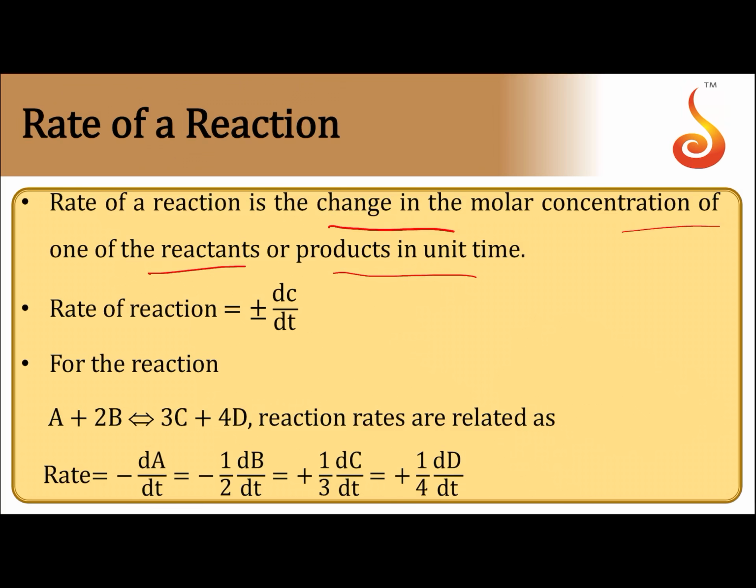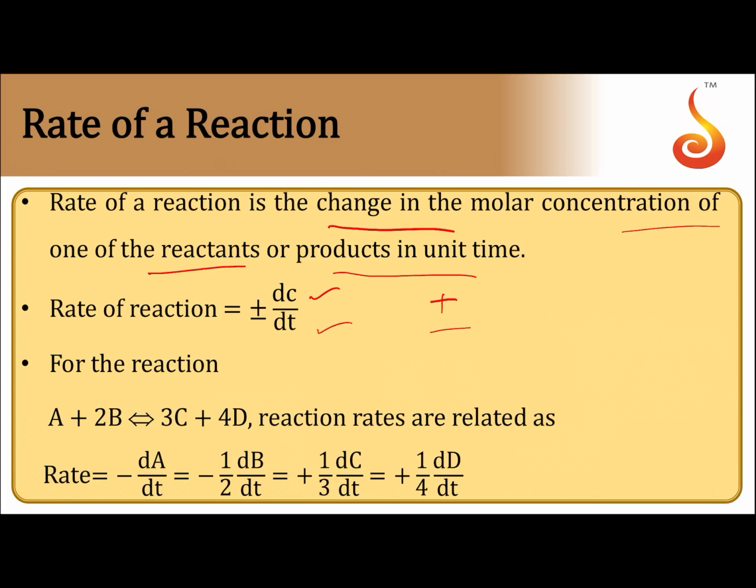It is represented as plus or minus dc by dt. The concentration increases with respect to products and the concentration decreases with respect to reactants, and therefore we are using plus or minus. So the concentration is decreasing with respect to reactants and increasing with respect to products, and therefore we are using plus or minus sign.